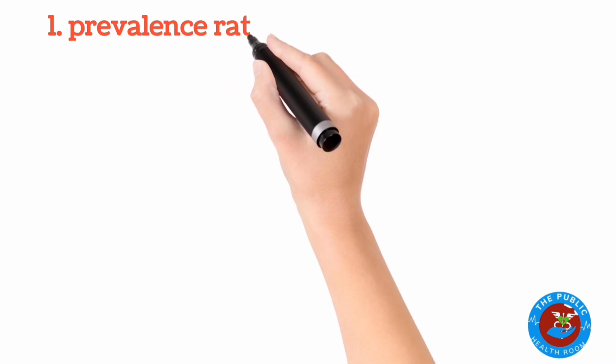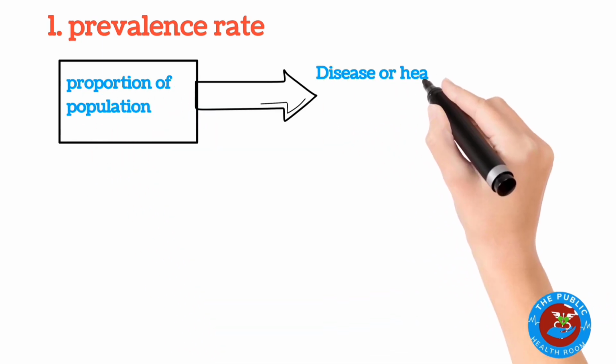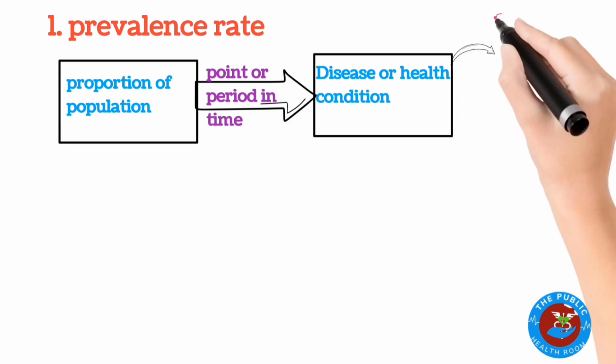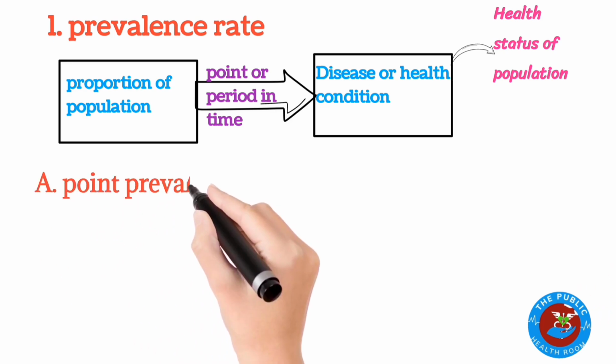Prevalence rate measures the proportion of population that have been affected by a certain disease or health-related condition at a given point in time or during a specified period of time in a defined population. It measures health status of the population. It can be expressed as percentage. Types of prevalence rate. Point prevalence rate is the proportion of the population affected by disease at a given point in time.